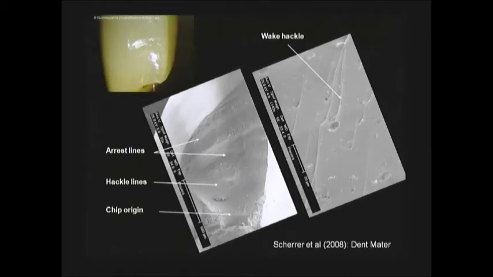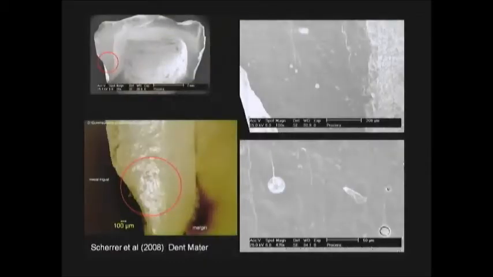So this chip started from the margin and popped out right there. It's not very big. It's about 2 millimeters in length. And then we move to the flat side of the crown. And remember, we are going to move over the whole surface and try to recognize features.